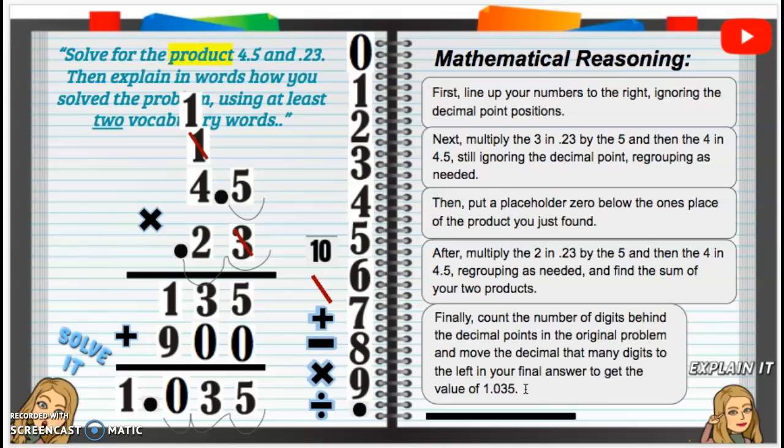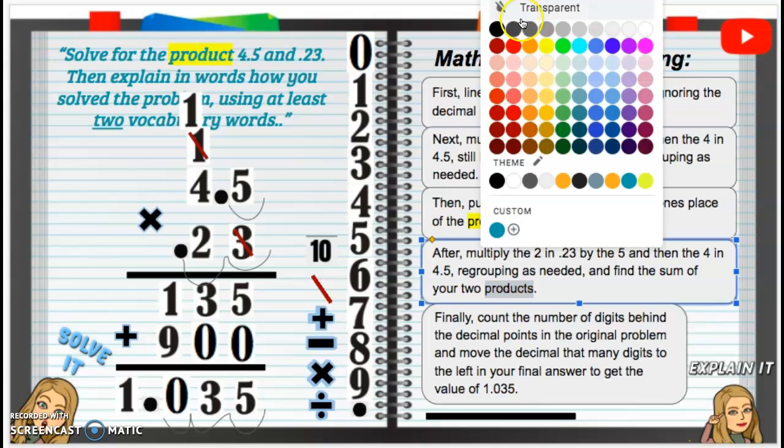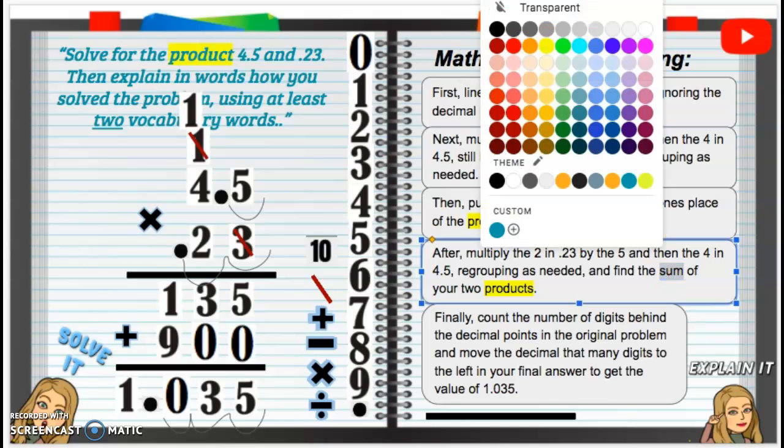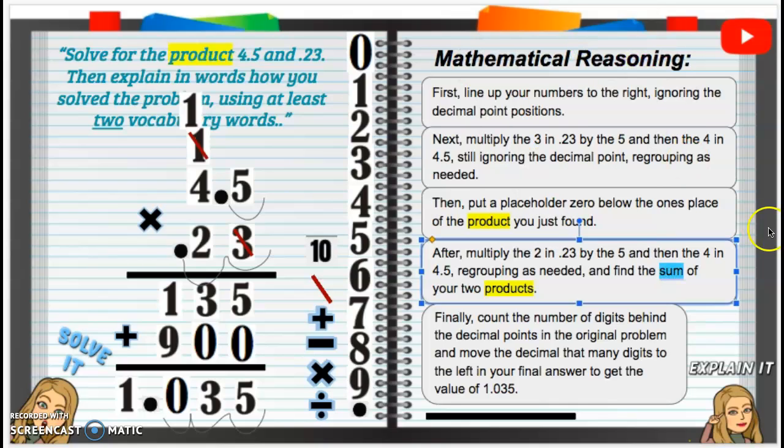All right, so we did this, but now we have to make sure we have at least 2 vocabulary words. So, product. I know product is a vocab word. We have product there and we have product there. So we have product 2 times. That's only one word though. Let's see. Anything else? Oh, that word sum is a vocabulary word. Do we have any other ones? Oh, value. That word value is also a vocabulary word. So we actually have 3 vocabulary words.